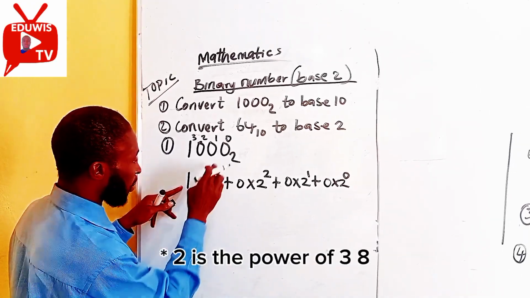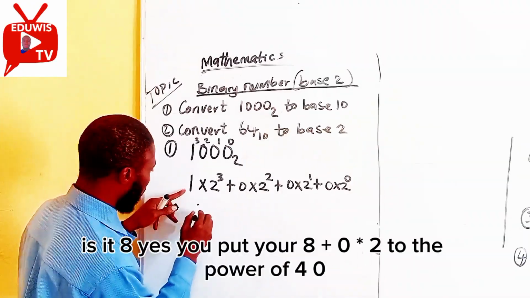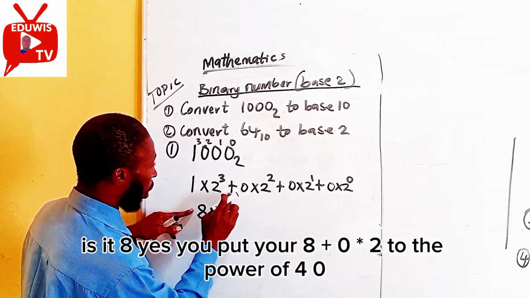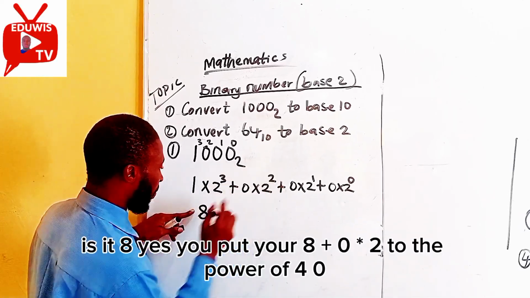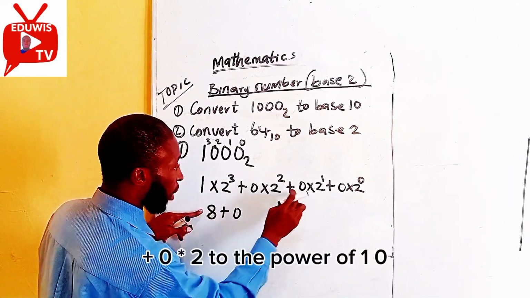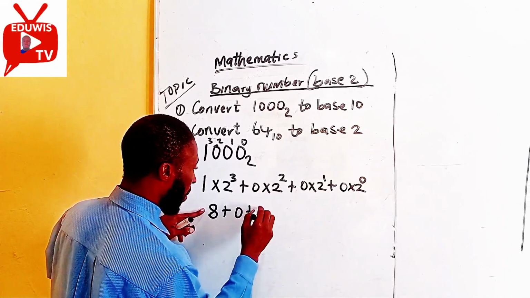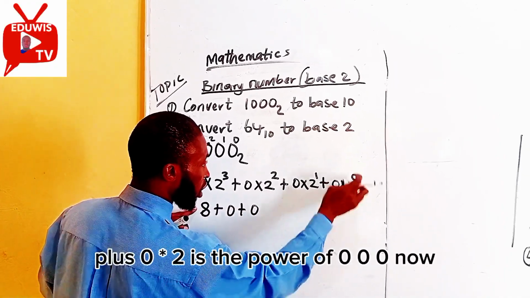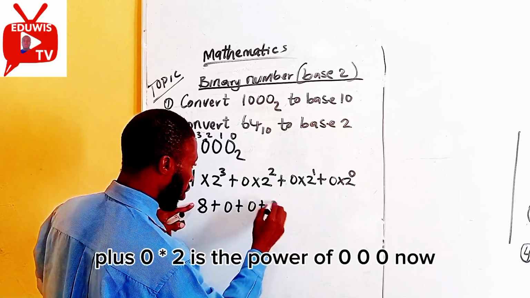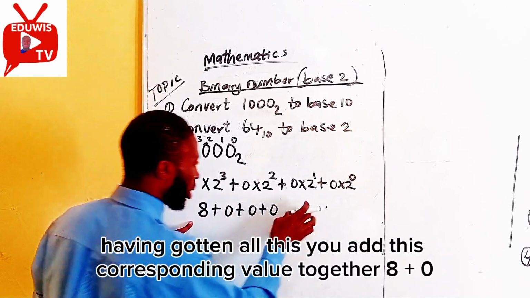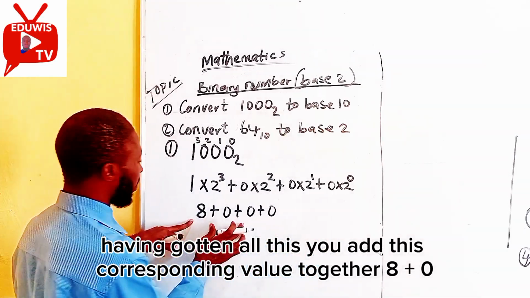1 times 2 raised to the power of 3 is 8. Is it 8? Yes. You put your 8. Plus 0 times 2 raised to the power of 2 is 0. Plus 0 times 2 raised to the power of 1 is 0. Plus 0 times 2 raised to the power of 0 is 0. Now, having gotten all this, you add the corresponding values together.